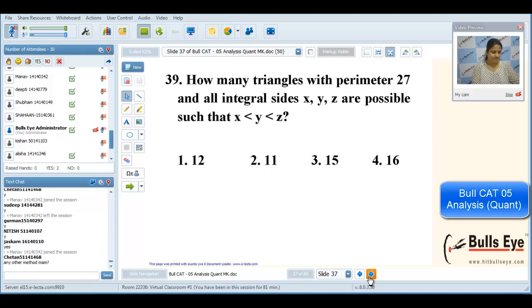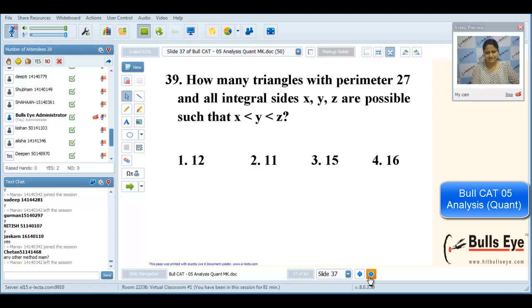No, Chetan, there is no other method. That is the easiest approach. Jaskaran, which question are you talking about? 39th, I think. No, there is no formula. Whenever you want to find the number of triangles and the perimeter is given, there is no such formula. We cannot use an equation, because there is a very important property in case of a triangle: the sum of any two sides should be greater than the third side.